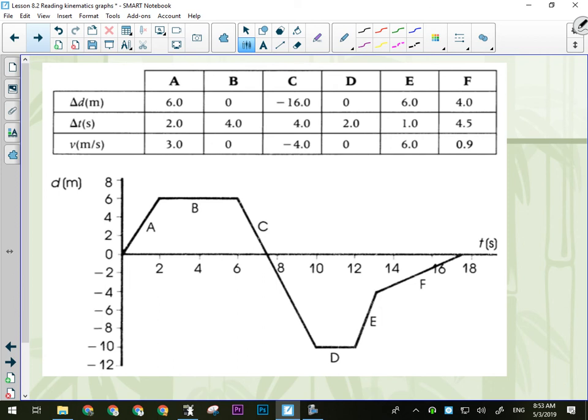Is it accelerating? It's not curved. Moving. Okay, so it's changing position, right? Is it doing it at a constant velocity? Yes, because it's diagonal. If it's diagonal, we know it's constant. Okay, what's going on in part B? Nothing, right? It's sitting still. Position's not changing, right? What's going on in part C?